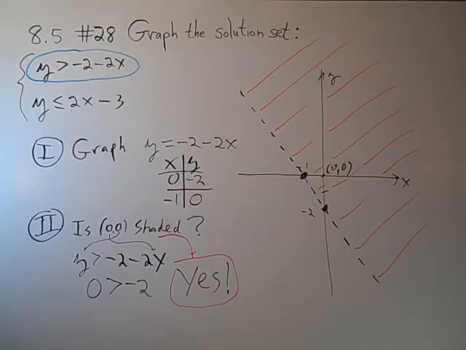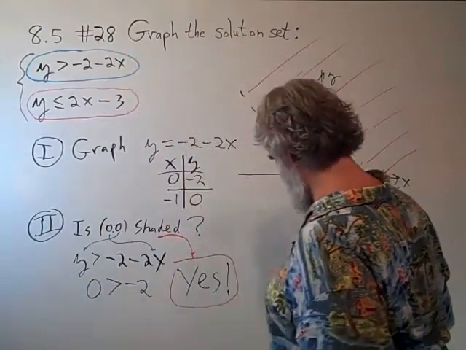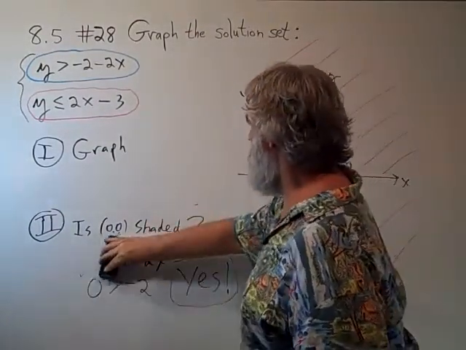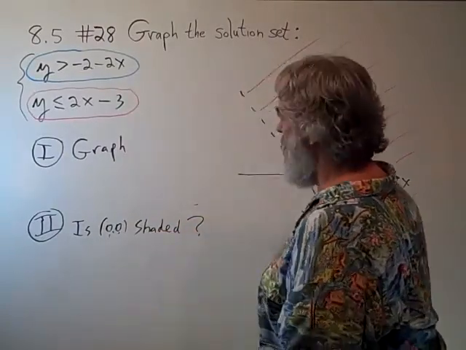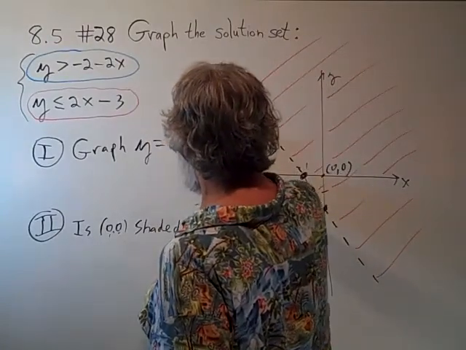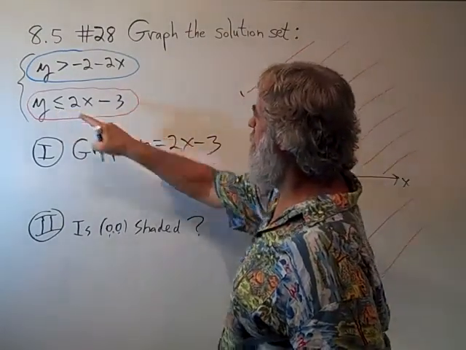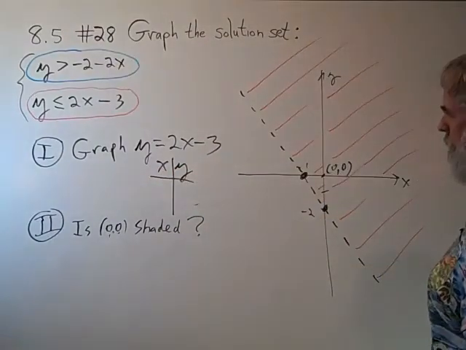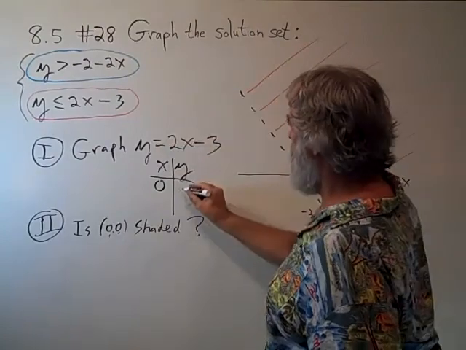So now we have to graph the second of these two linear inequalities, this one right here. And we follow the same two-step process. So to begin with, we graph the bounding line, y equals 2x minus 3. This time we're going to include that line as part of the solution. So we need 2 points that are on the line to graph it. And if x is 0, then y is -3.